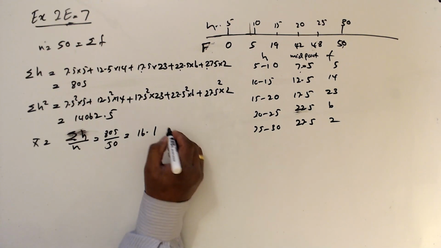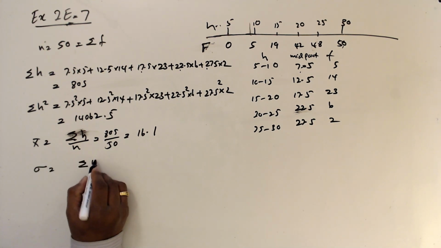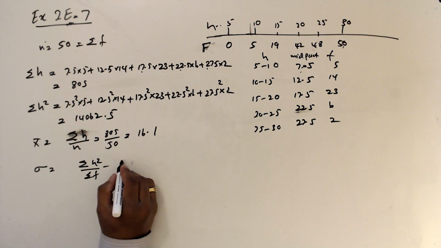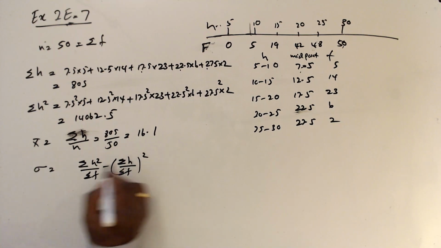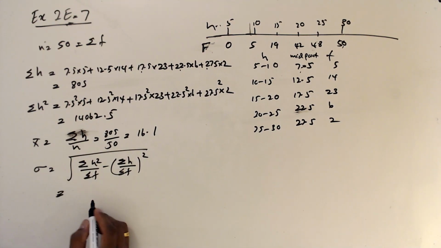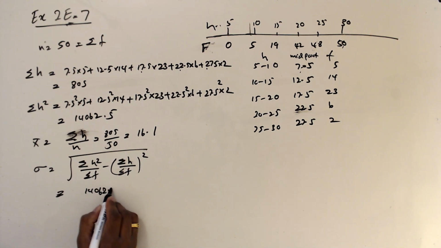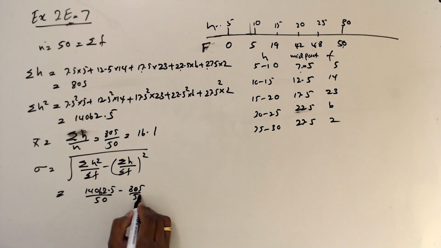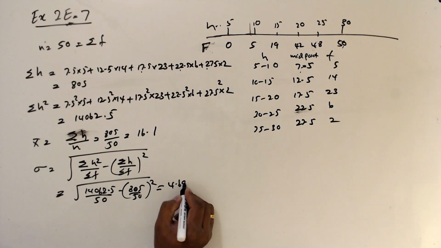So the mean is 16 hours, and now the standard deviation is the square root of summation H square over summation F minus summation H over summation F, squared. So this is going to be the square root of 14062.5 over 50 minus 805 over 50 squared. So we will get the answer 4.69.